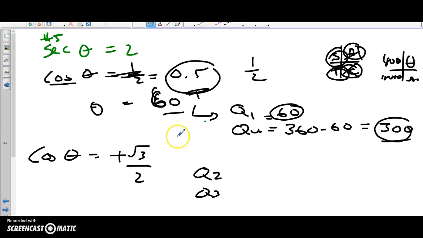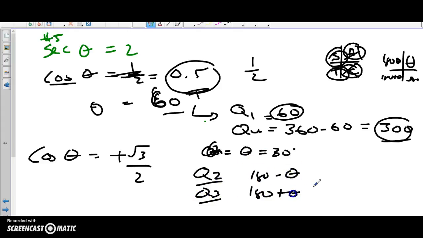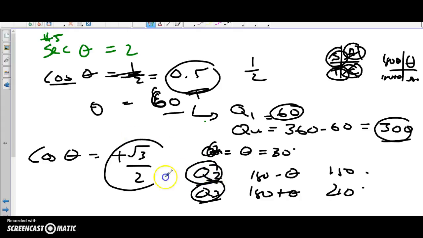So cos theta is equal to plus root 3 over 2 when theta is equal to 30 degrees. So in quadrant 2 and then quadrant 3, you go 180 minus theta and 180 plus theta to get the related angle. That's 150 when you subtract 30. When you add 30, it's 210. Okay, so again, use your table to help you, and then figure out what quadrant you're in. Actually, first figure out what quadrant you're in using CAST law, and then get the help from the table.